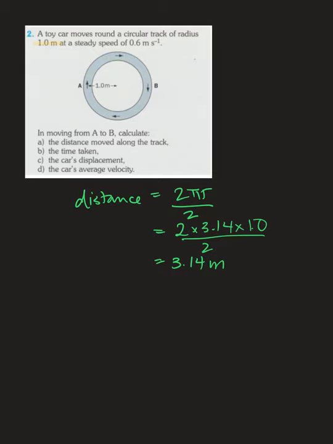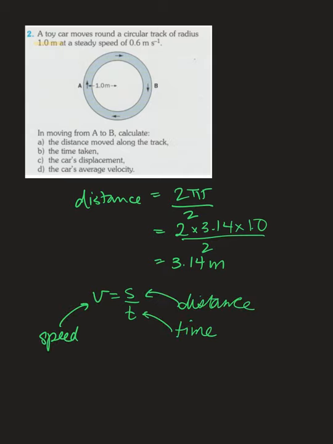Now for the time taken, we've got the equation for when we're traveling at a constant speed. V equals S over T. Now let me just remind you what each of those pieces mean. So V is for speed, S is for distance, and T is for time.